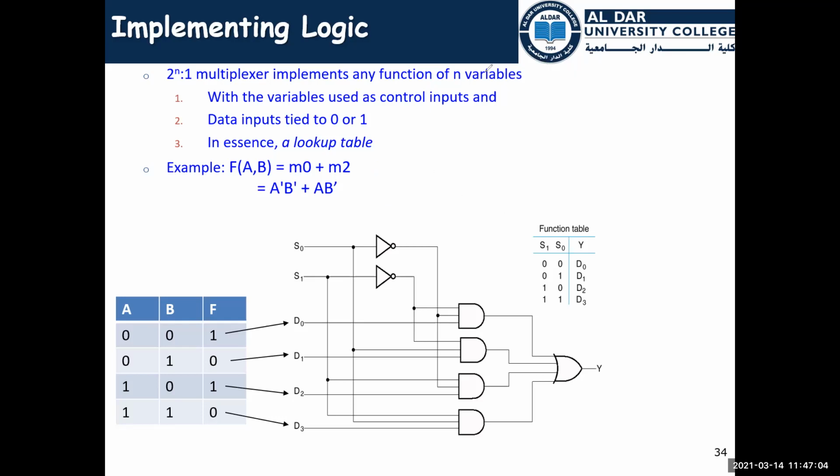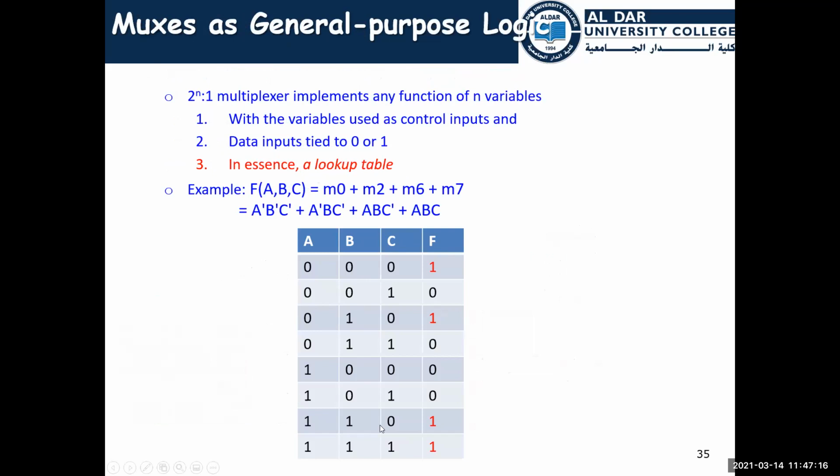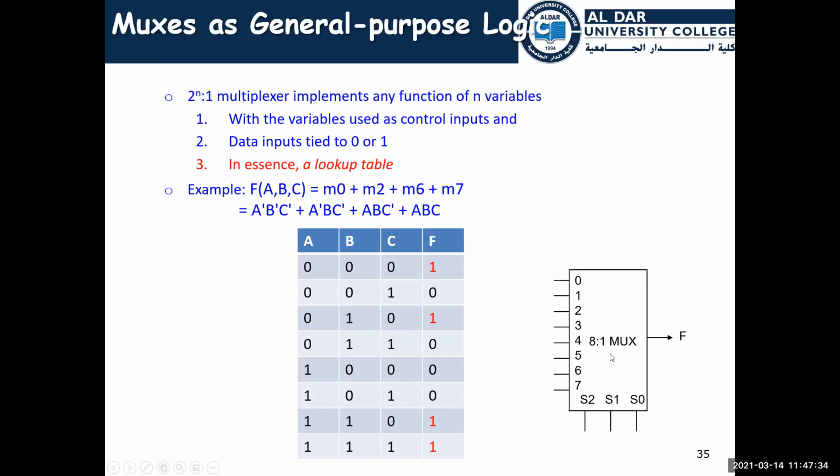Okay, let's move to AB, which will be S0 S1. If you don't understand the previous example, this is another example. This is another function. This way we'll not use 2 by 4 or 2 by 4 by 1 multiplexer. We are going to use this one, which is bigger, an 8 by 1 multiplexer. 8 by 1 multiplexer.